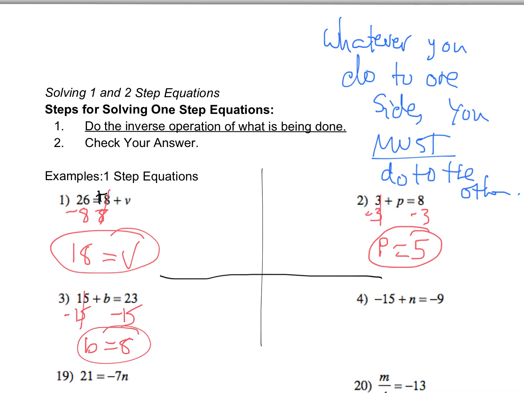Now, number 4. I want to point out something different about number 4. It's a negative number. So that means instead of subtracting, we need to add. So we would do plus 15 to get 0, because we have to get 0 there. Then we do plus 15 over with the 9. So negative 9 plus 15 equals 6. So n equals 6, and then circle it, and then you can check it.